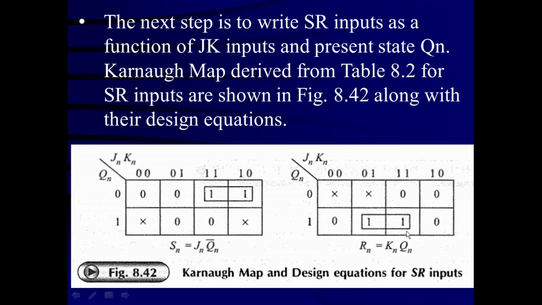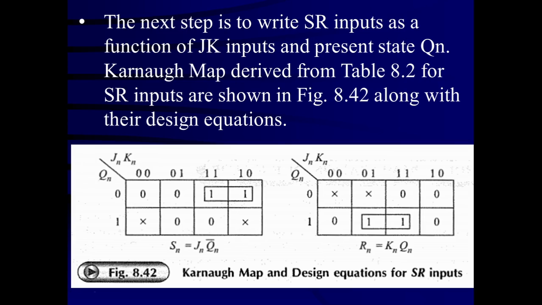Similar things we can obtain for Rn inputs. Here we have substituted this place with the column of R inputs. Here this is going to be the pair 1 1. For this pair, j is having two different values, 0 and 1, so the Jn variable is going to drop out. K variable is having value 1, so the Kn variable is uncomplemented. Here the Qn variable is also having value 1 only and it is uncomplemented. So we can say that Rn is equal to Kn Qn.